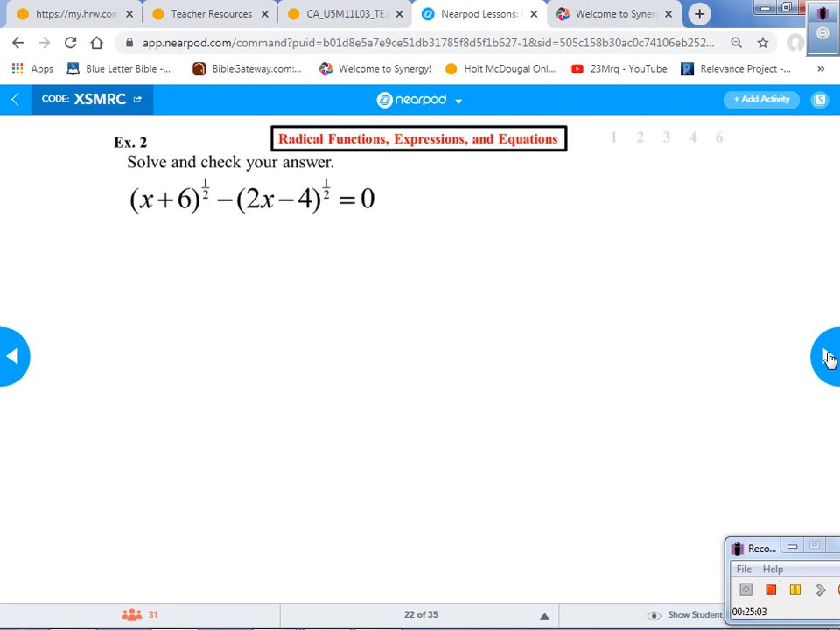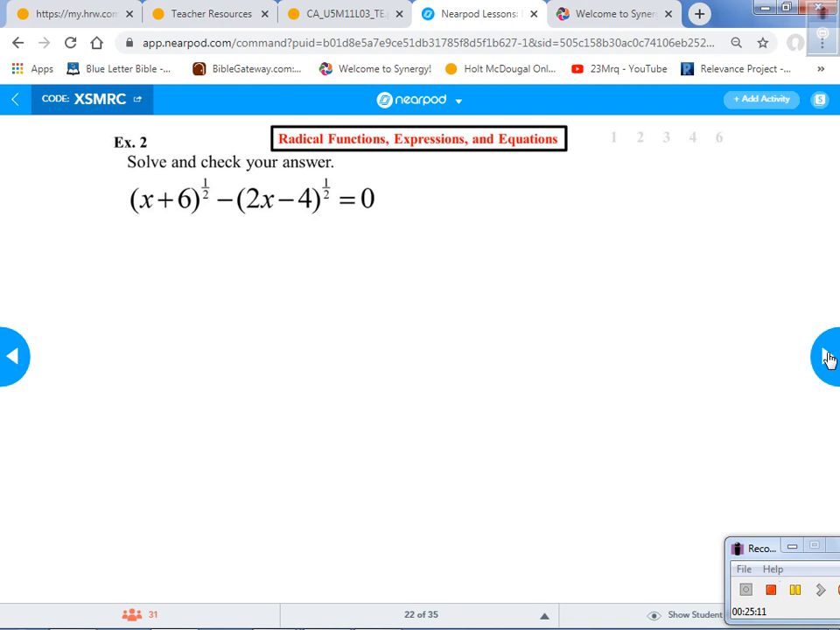Yes? Let's go. Woo! Copy this one. Example 2. Example 2 says, solve and check your answer. Parentheses, x plus 6, close parentheses, to the half power, minus, open parentheses, 2x minus 4, close parentheses, to the half power equals 0.